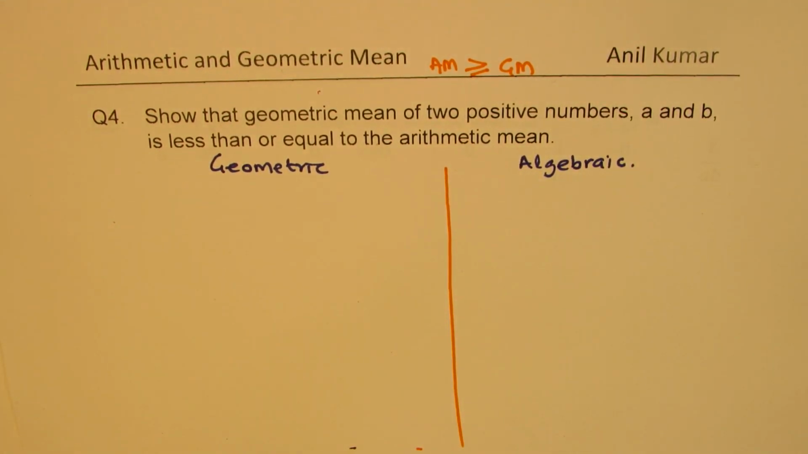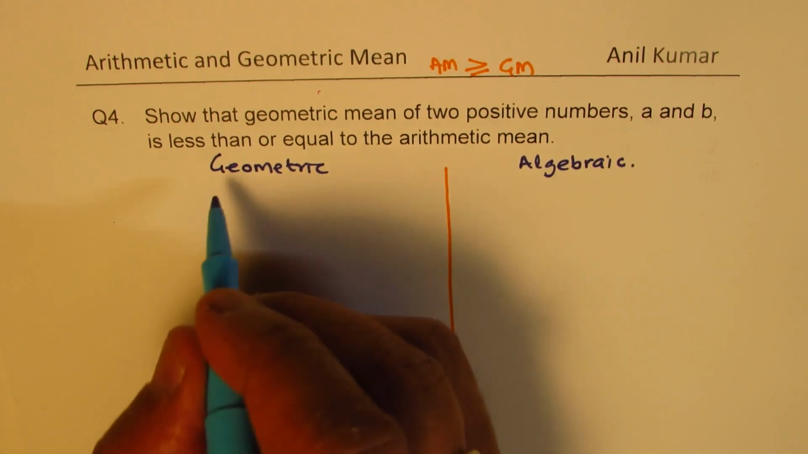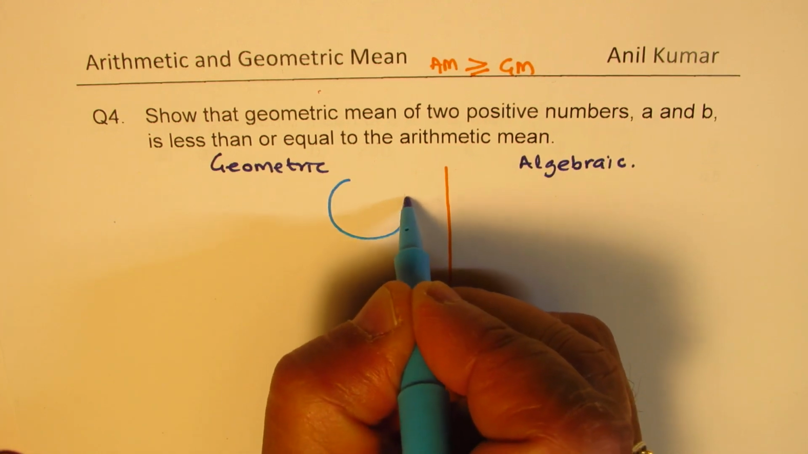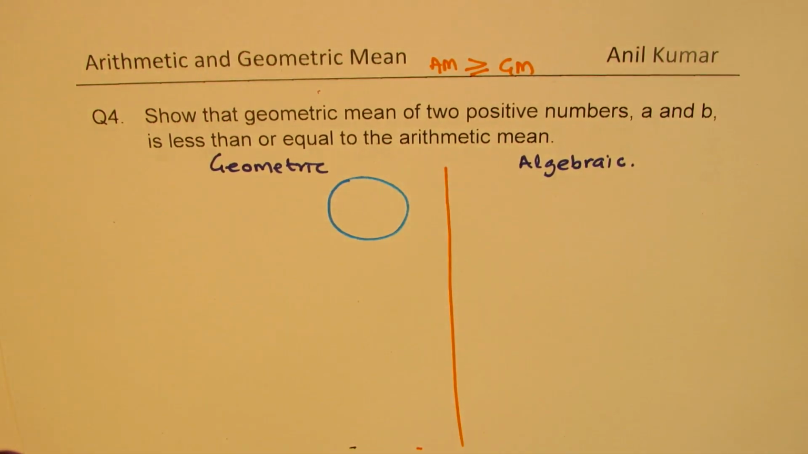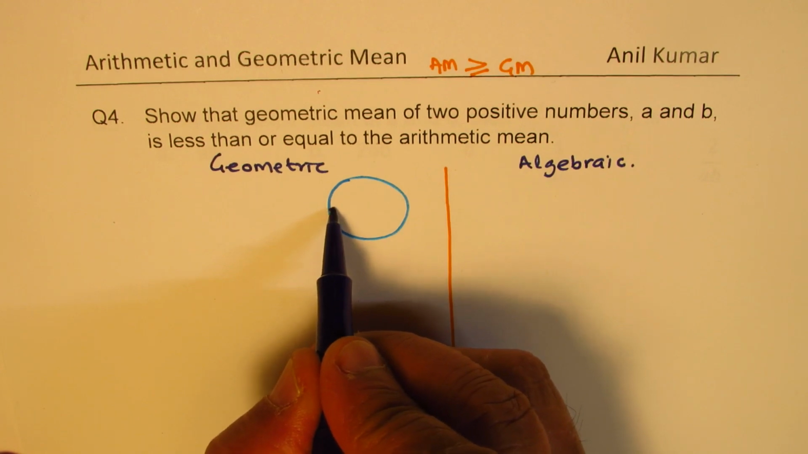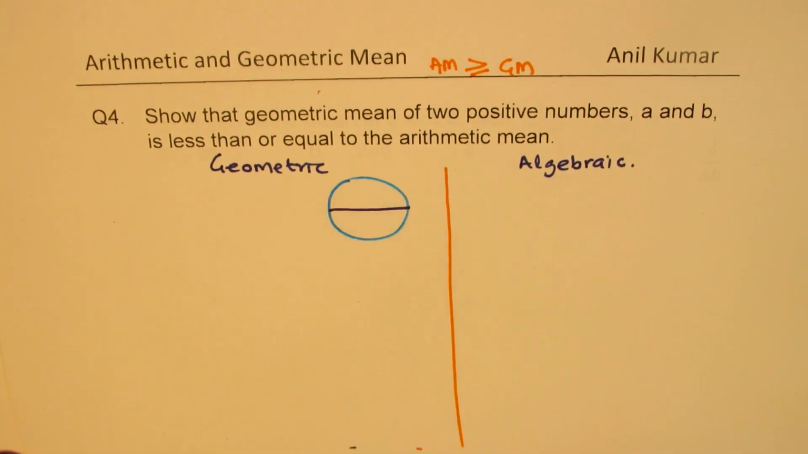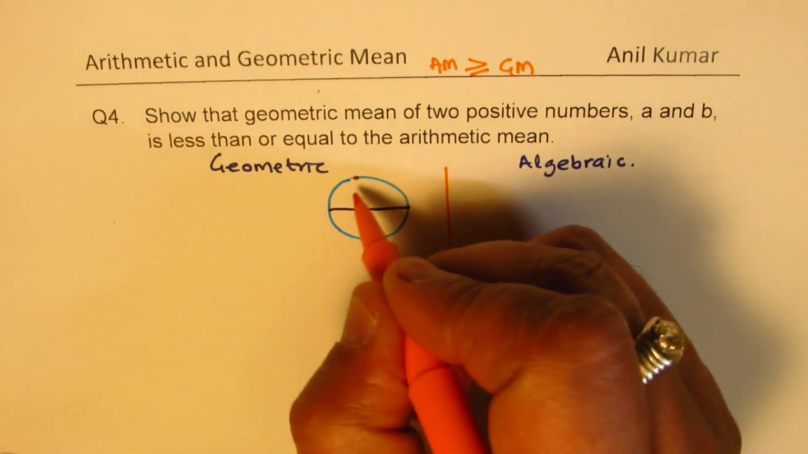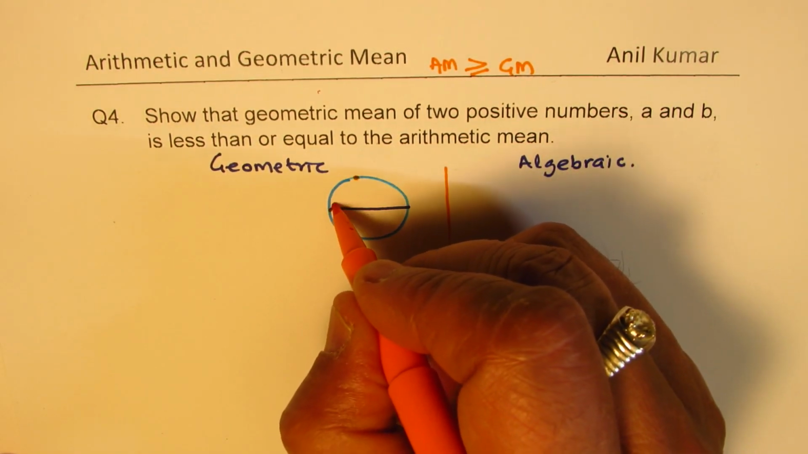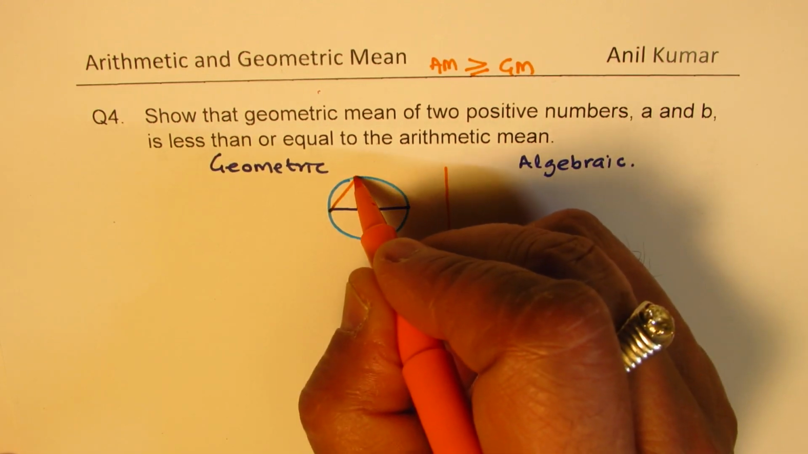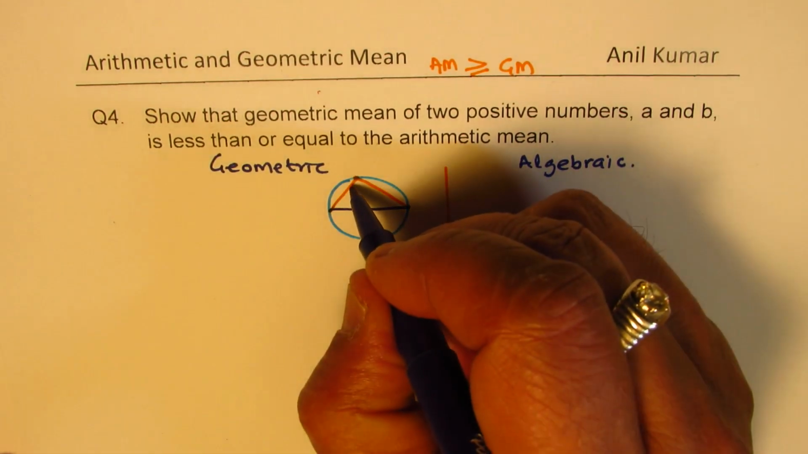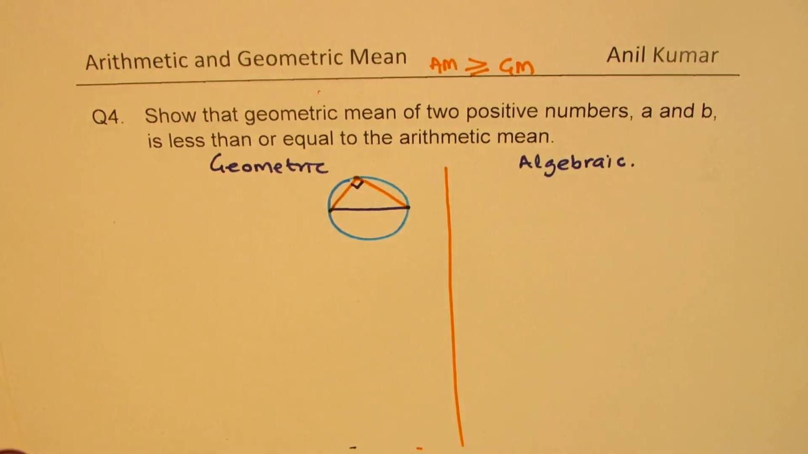Now what you could consider is a circle. In a circle, let's take the diameter of the circle. So we have a semicircle now. Within the semicircle, let's take a point anywhere on the circumference. If you join this point with the endpoints of the diameter, you will get a right angle triangle, correct, in a semicircle.